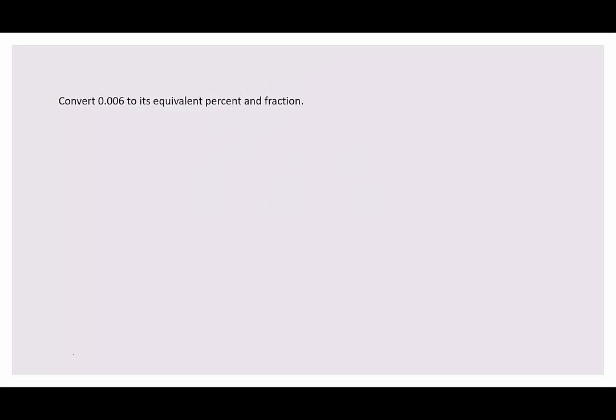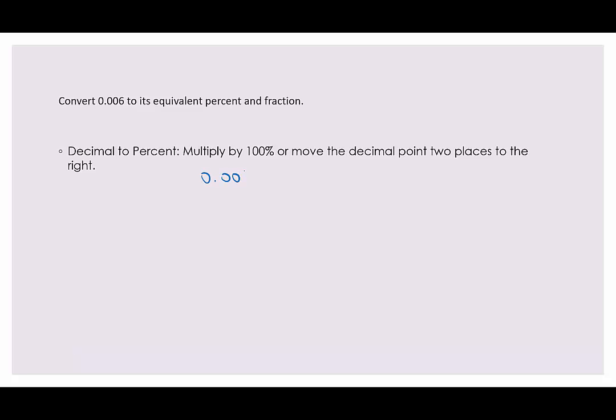First, we're given this gorgeous decimal, mathematically read, that's 6 thousandths, because the 6 is in the thousandths position, to its equivalent percent and fraction. To convert a decimal to a percent, we multiply by 100%, or we move the decimal point 2 places to the right. Okay, so we're going to write 0.006 times 100%.